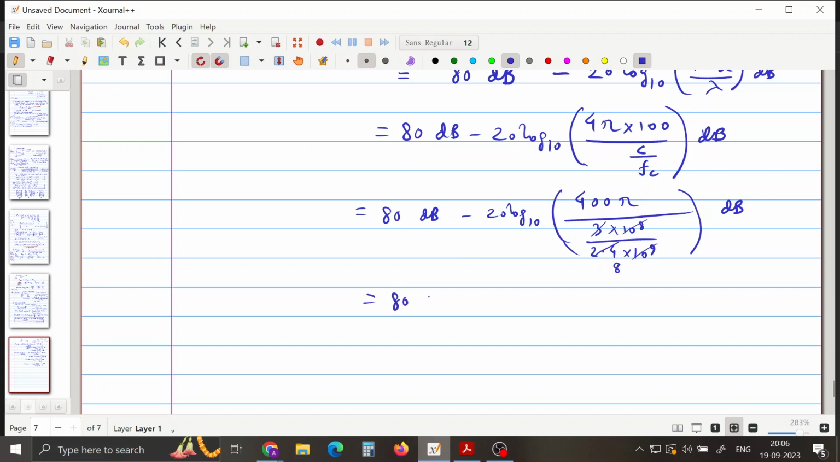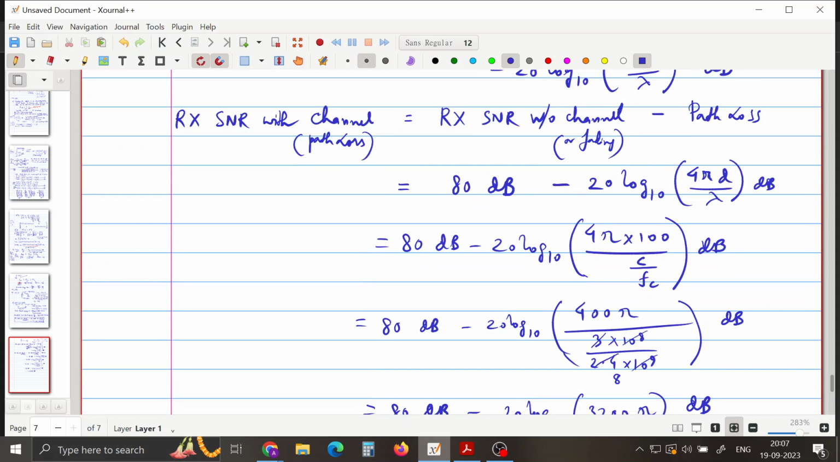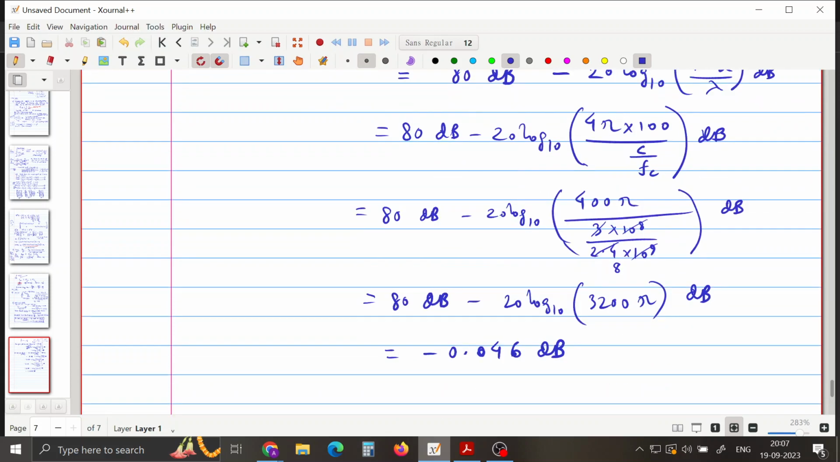So this is 80 dB minus 20 log base 10. So this 8 will go up. This is 3200 pi dB, and if you calculate this, this will come out to be minus 0.046 dB. Minus 0.046 dB. Okay, so that's your received SNR in presence of channel.